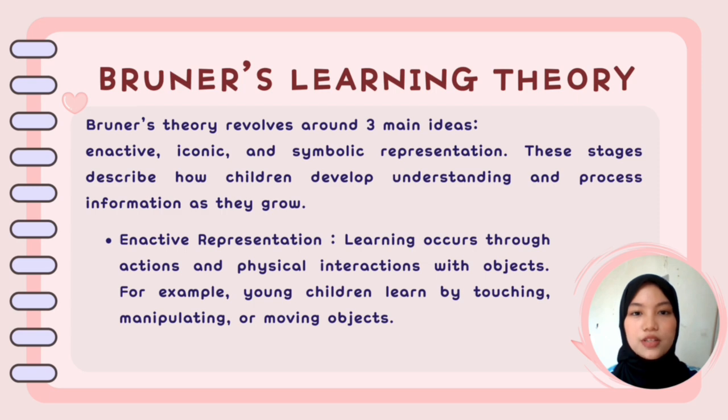Bruner's theory revolves around three main ideas. For the first one is enactive, iconic, and symbolic representation. These stages describe how children develop understanding and process information as they grow. So for the first one, which is enactive representation, it is a learning occurs through actions and physical interactions with objects. For example, young children learn by touching, manipulating, or moving objects.